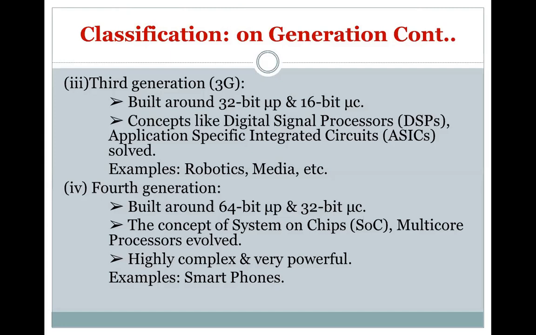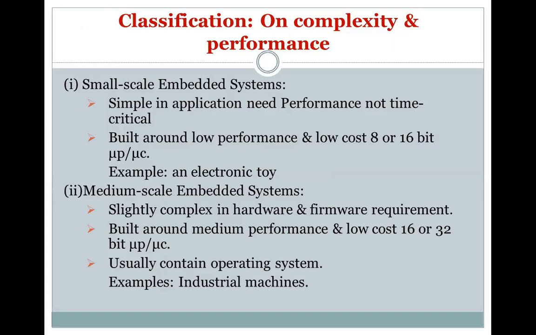Concepts like digital signal processors and application-specific integrated circuits evolved. Fourth generation is built around 64-bit microprocessors and 32-bit microcontrollers. The concepts of system on chip and multi-core processors evolved. Now, highly complex and very powerful examples are smartphones.